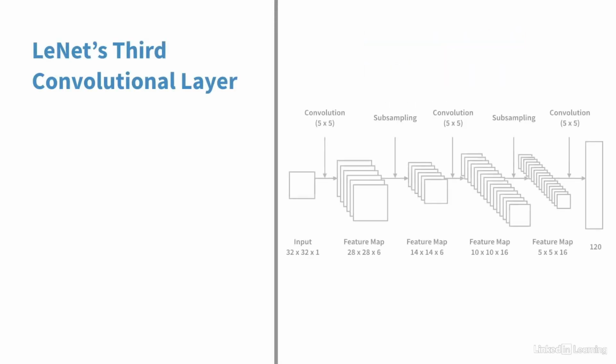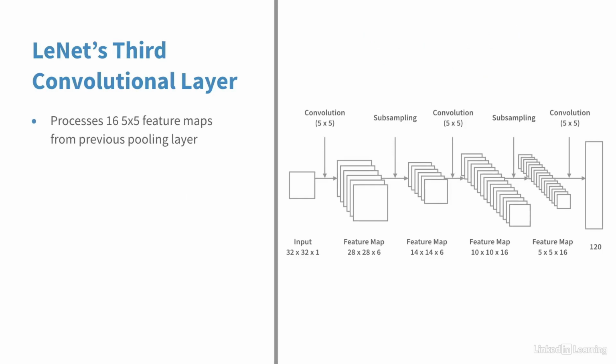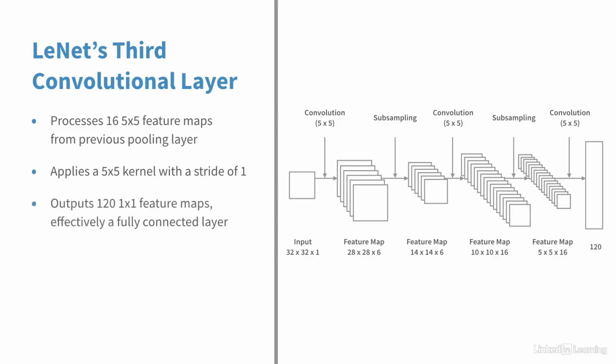The third convolutional layer takes all 16 5x5 feature maps from the previous pooling layer and applies a 5x5 kernel with a stride of 1. Since the kernel size is equal to the input feature map size, which is 5x5, the convolution operation results in 120 output feature maps of size 1. In effect, this layer is like a fully connected layer.